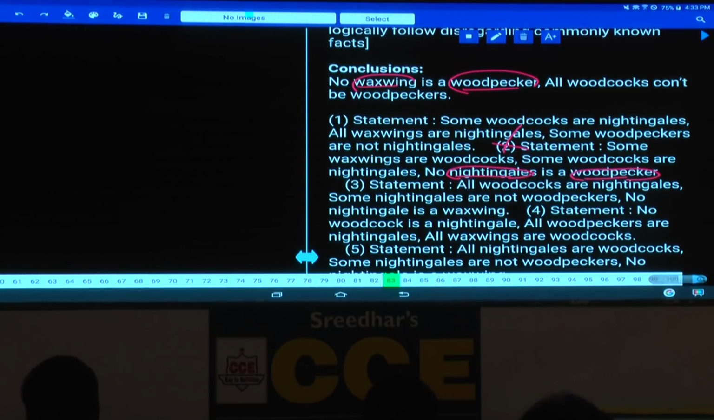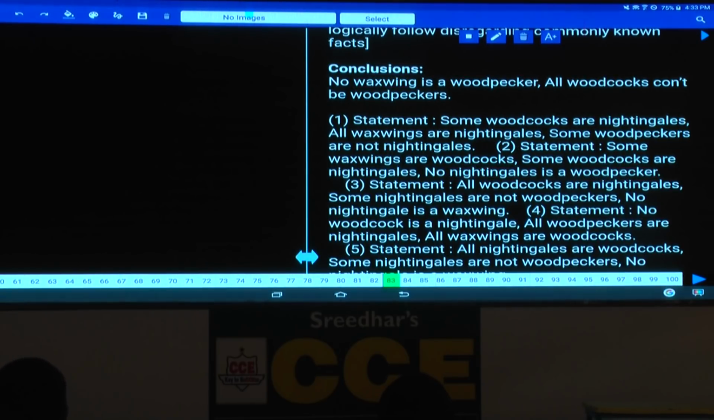Now we are checking out the middle term. What is the middle term here? Nightingale is the middle term. Nightingale should be there in the statement and it should not be present in the conclusion, and waxwing should come into that place. Hence the statement must be between waxwing and nightingale. As it is not there, choice 2 is ruled out. Then coming to choice 3.